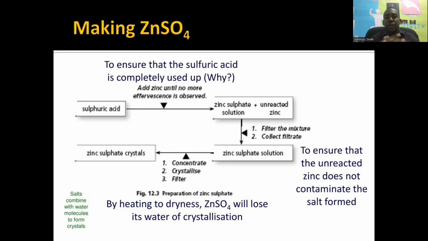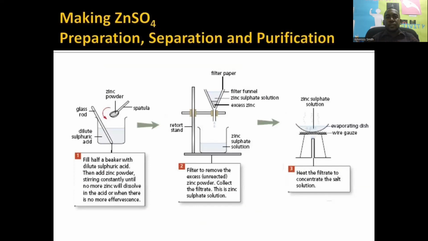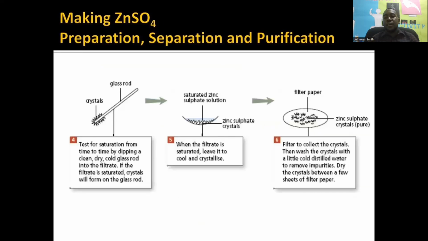Now, from the zinc sulfate being produced, what do we do from there? First we filter it to remove all the zinc that was not used. Then the remaining filtrate solution, we crystallize, which means we heat it to form crystals, and that will give us our zinc sulfate crystals. And that is our diagram to show all of that.